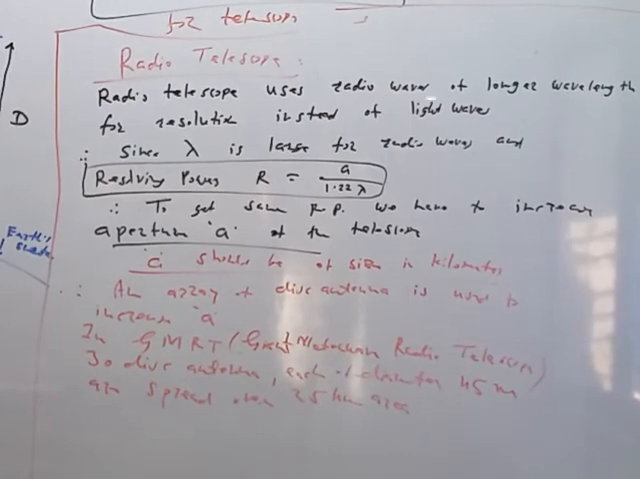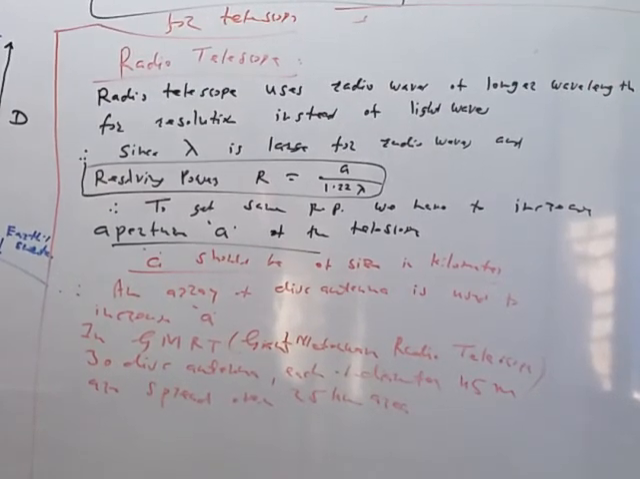So a radio telescope uses radio waves of longer wavelength. We know the electromagnetic spectrum. Gamma rays have very short wavelength, then X-rays, ultraviolet, visible, infrared, then radio waves, and lastly some waves like this. So radio waves have very long wavelength. Therefore, if we increase lambda, then we have to increase the aperture to get the same value of theta, the same value of resolving power of the telescope.